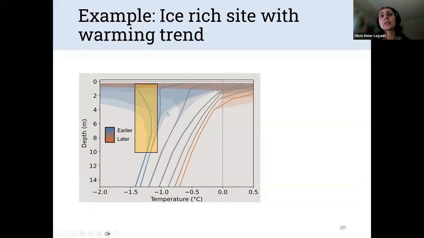In terms of the thermal integral, again, this is a mean borehole temperature. Here, it's a pretty simplistic case where over time you notice that every depth is warming. And so over time, the thermal integral would also be increasing.